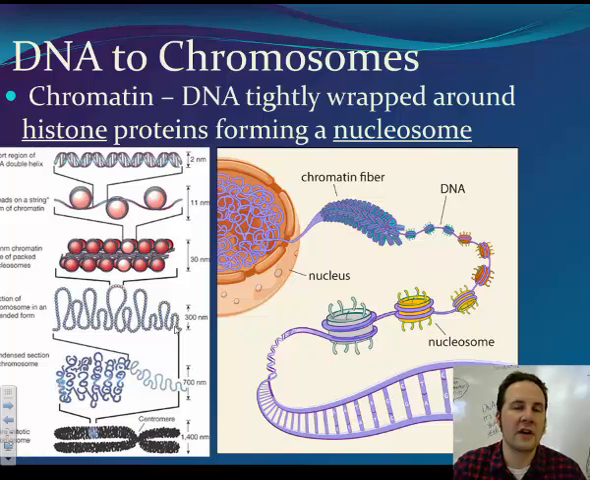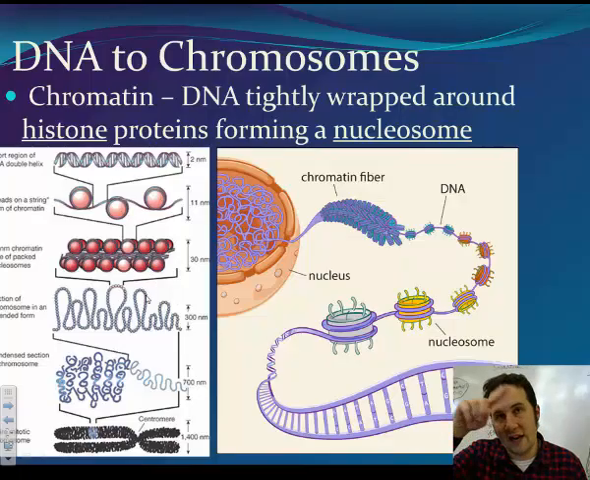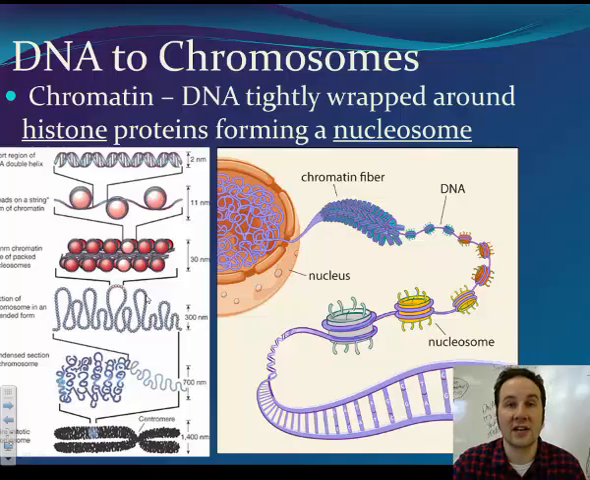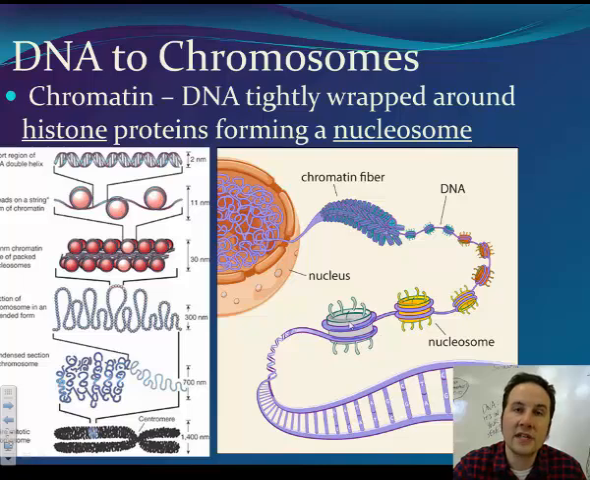So here are the levels of organization that you have to know for this unit. You need to know what chromatin is. Chromatin is tightly wound DNA. It's DNA wrapped around these really cool histone proteins. It actually looks like a spool. So here's the DNA right here, wrapping around those histone proteins. It condenses, and then that chromatin condenses into chromatin fibers. So DNA gets wrapped around those histone proteins, which condenses into chromatin.